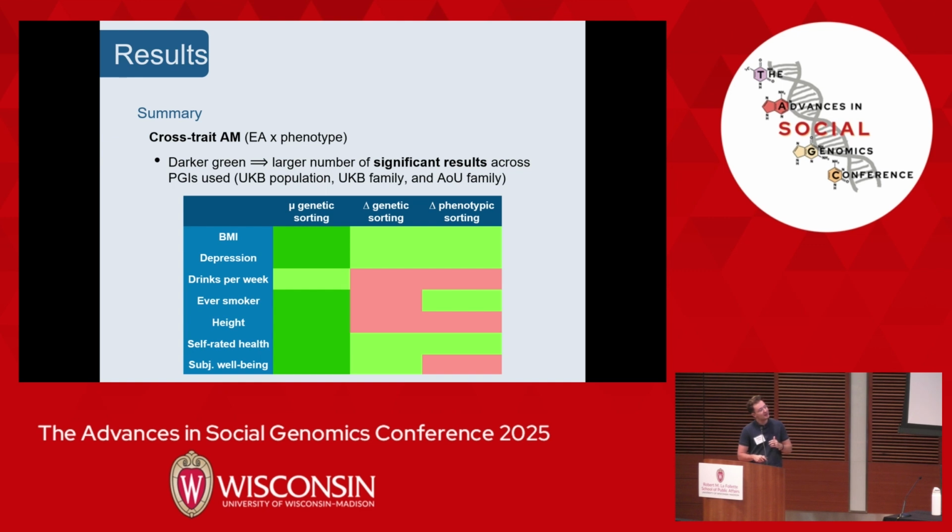This one's a little bit of an odd one out because it's only marginally significant. It probably wouldn't pass multiple testing corrections, but we see that for BMI, depression, as well as self-rated health, the slopes on our phenotypic sorting estimates are also statistically significant, which again means that changing PGI predictive power cannot explain all of the changes that we're seeing in genetic sorting.